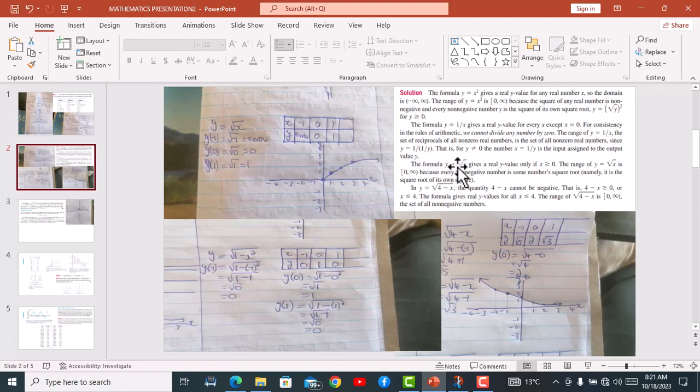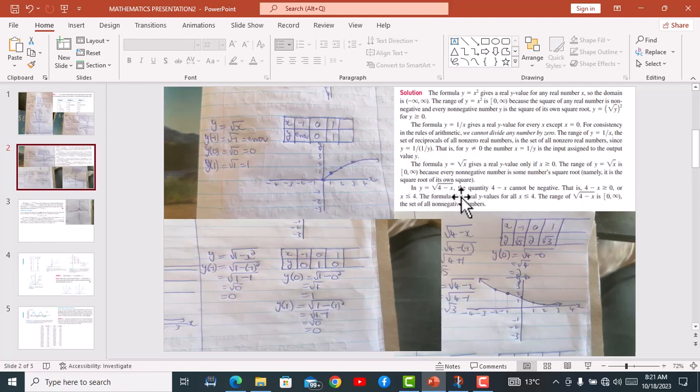The formula y equals the square root of x gives a real y value only if the values of x are non-negative, and this is exactly what we saw. I've explained that. The range of y equals the square root of x is 0 to positive infinity because every non-negative number is some number's square root, namely it is the square root of its own square.